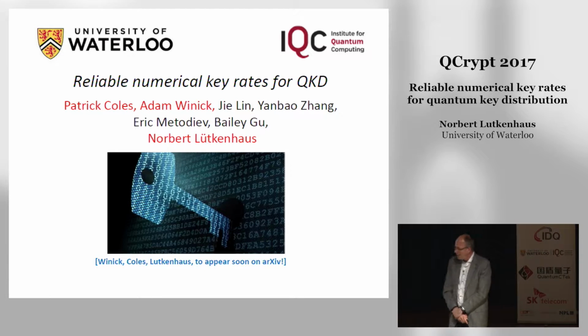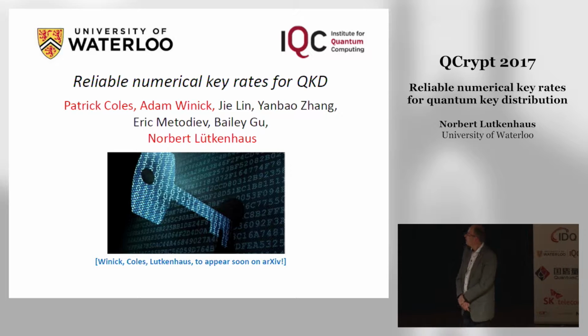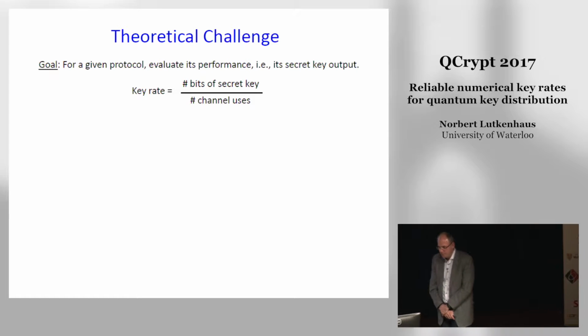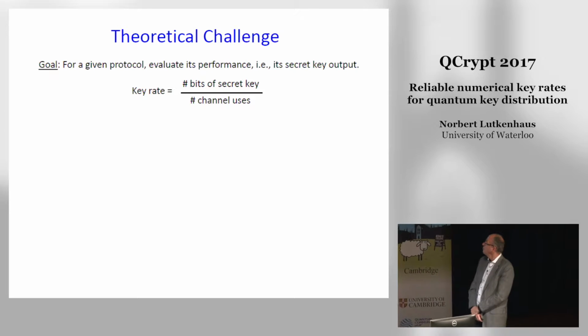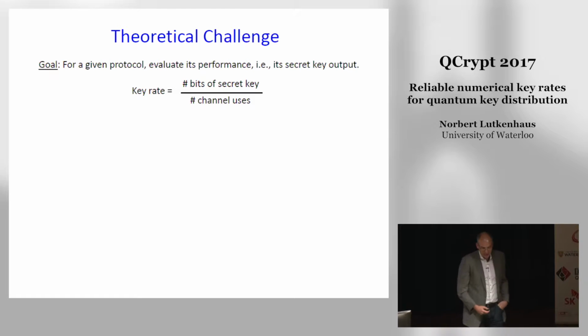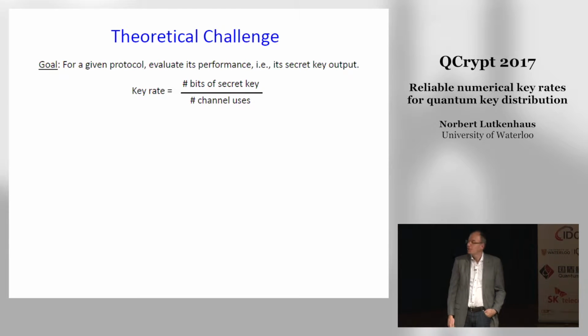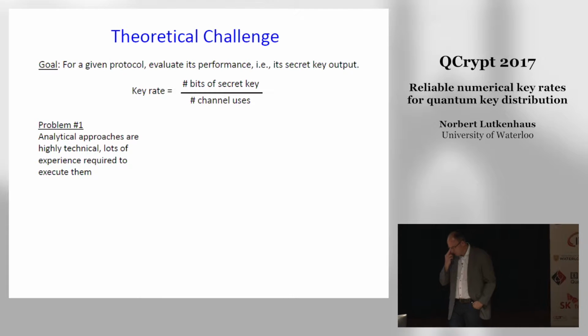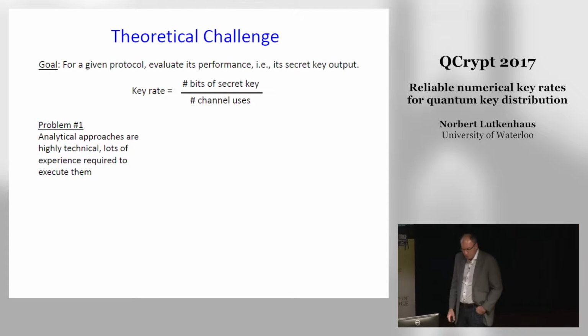So we're talking today about reliable numerical key rates for QKD. And basically, the motivation of that one is clear. We know for any given protocol, we can calculate secret key rates. Secret key rate is just a question of how many secret bits do I get out of a protocol per channel use, right?